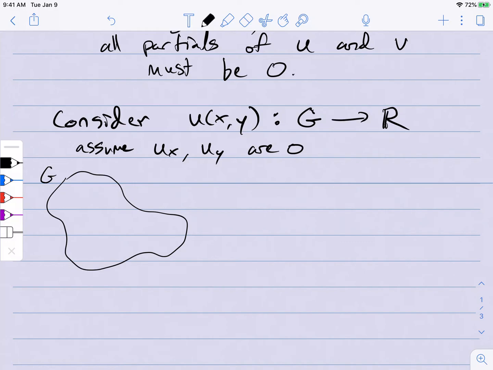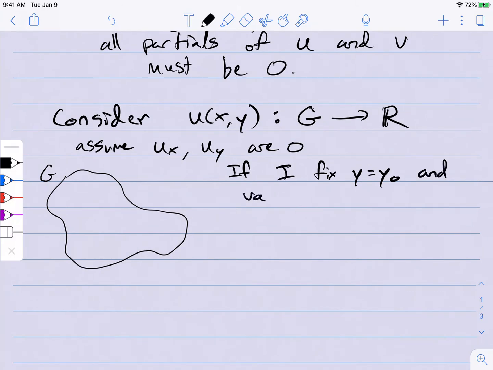Now, let's think about what it means for the partials to be 0. So the partial in x being 0 means that if I fix some y naught, I keep the y value constant, and vary x, then if I'm keeping y constant, then u is just a function of a single variable x. And what that corresponds to is choosing some y naught and looking at the function u, but just restricted to a horizontal line with a fixed y naught value. So we can look at different fixed values of y naught, which just means we're looking at horizontal lines in the domain.